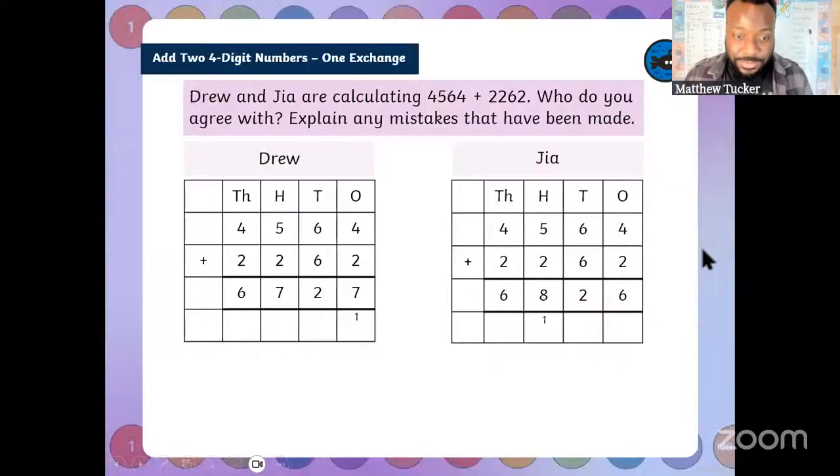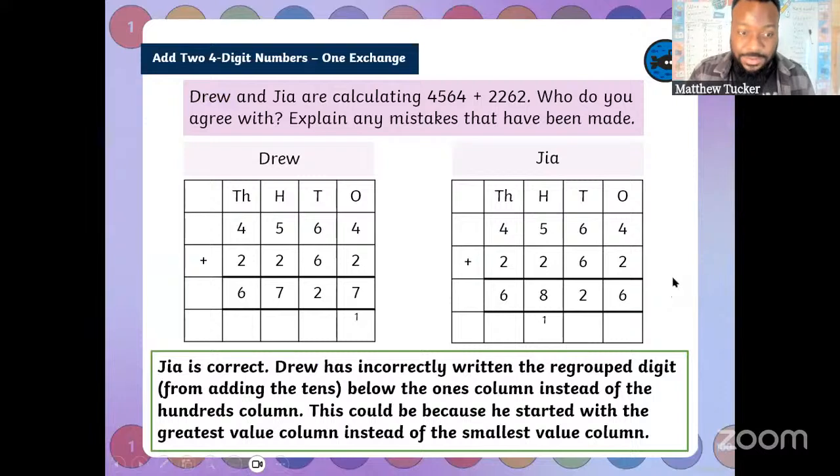Okay, here we go. Okay, just clicking through. Okay, there we go. Jaya is correct. Drew has incorrectly written the regrouped digit from adding the tens below the ones column instead of the hundreds column, big mistake.